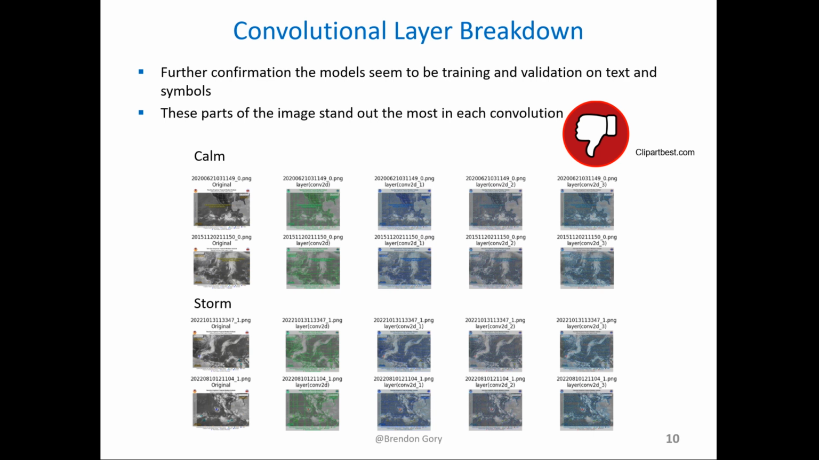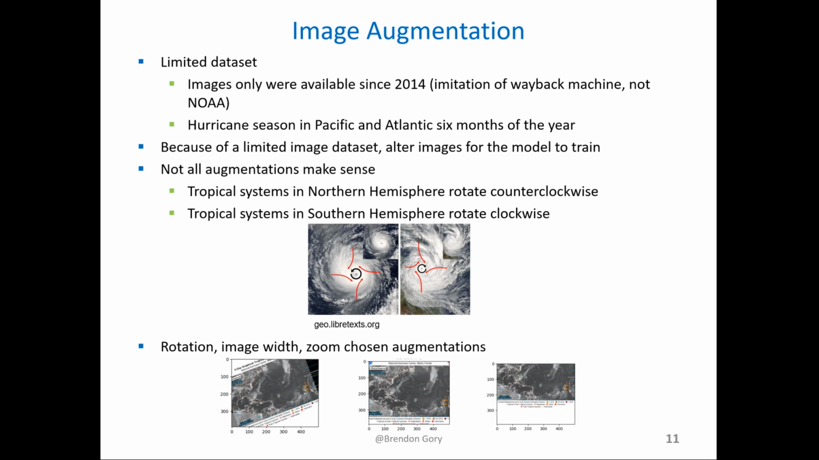So we'll see the convolution layers from the input down to the last layer before flattening and assigning the label, and we see the text and the symbols very prominent in all of these layers.